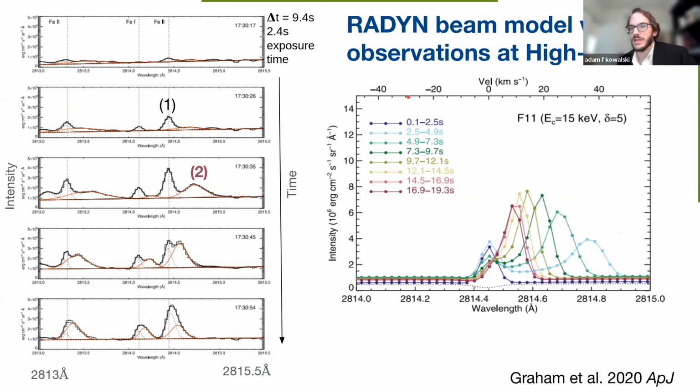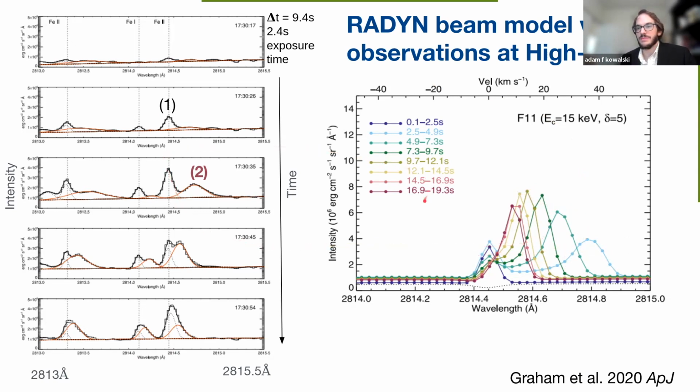We can run a simulation for this particular flare using the electron beam parameters that we infer from the hard X-rays for this particular flare. The electron beam flux is not quite as high, but it still results in similar properties in the emission line. We see a redshifted component that pops up, gets brighter and less redshifted over time. We can compare this to the high time resolution data.